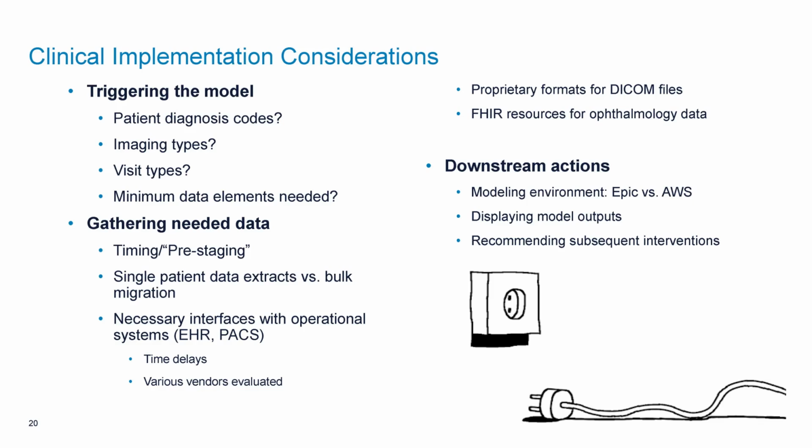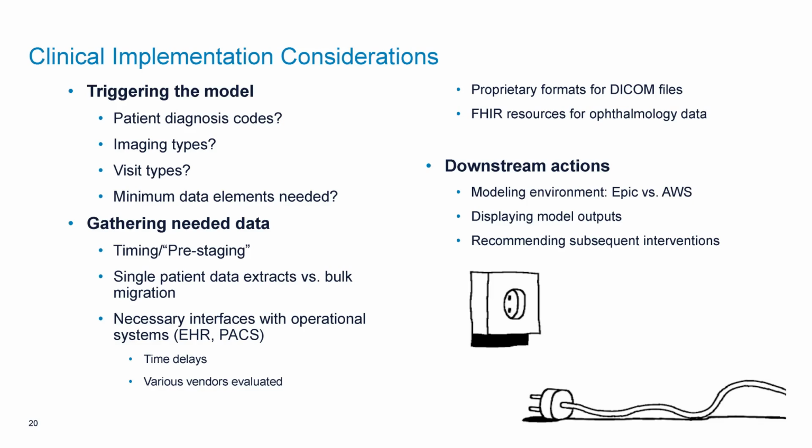FHIR resources. We need to bring in the data elements from Epic, like IOP, for example, to incorporate into the model. But the FHIR resources to do that, to bring that real-time messaging through, don't exist for ophthalmology data. And then finally, where are you going to run the model? We discussed doing it within Epic. Epic has a cloud computing system, but it cannot handle images.